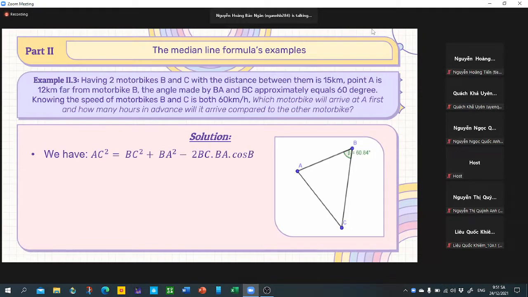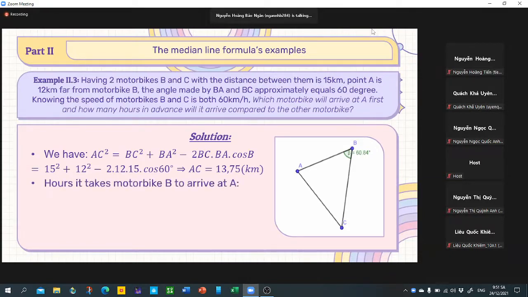We have AC squared equal BC squared plus BA squared minus 2 BC BA cosine B, equal 15 squared plus 12 squared minus the multiplication of 2, 12, 15, cosine 60 degrees, which leads to AC equal 13.75 kilometers.